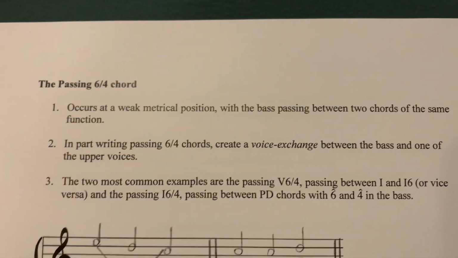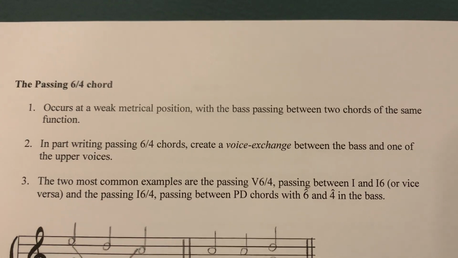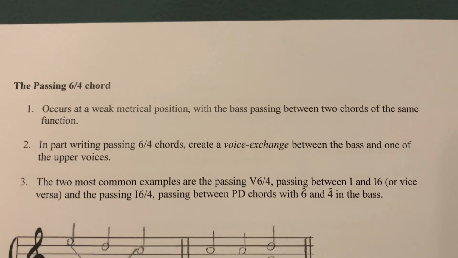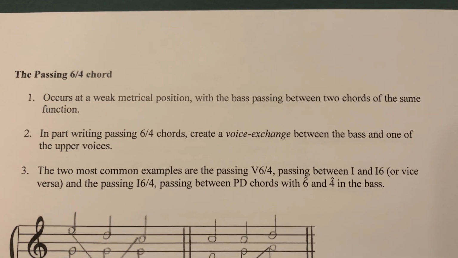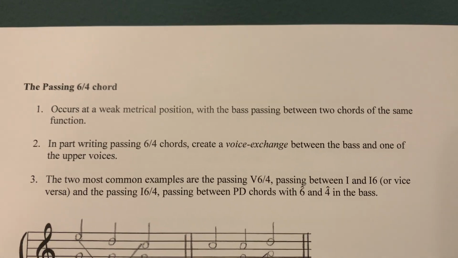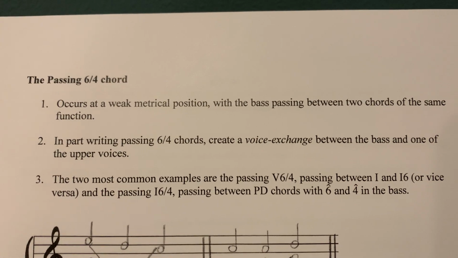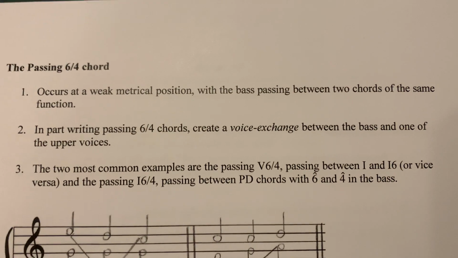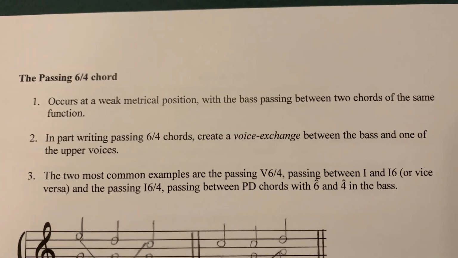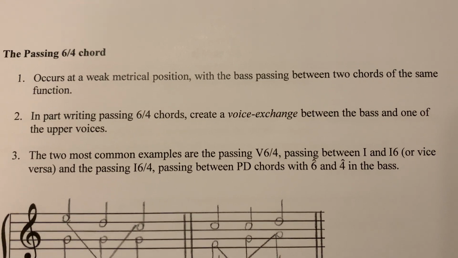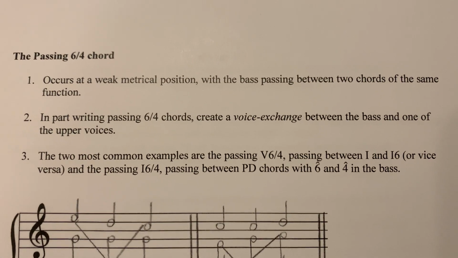Next type is the passing 6/4 chord. This one's also going to occur at a weak metrical position, and the bass is going to create a passing motion between 2 chords of the same function. You know, a passing motion, that's going to be a stepwise motion that passes in between a third, the space of a third. So basically, just like we learned in the lesson about tonic prolongation.